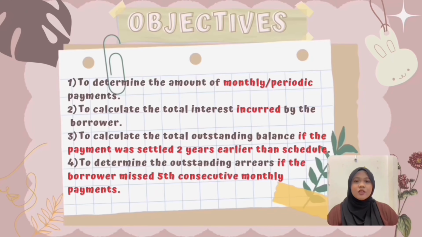In this topic, there are 4 objectives that need to be achieved. The first one is to determine the amount of monthly or periodic payments. The second one, to calculate the total interest incurred by the borrower. Third, to calculate the total outstanding balance if the payment was settled 2 years earlier than scheduled. And the last one would be to determine the outstanding arrears if the borrower missed 5 consecutive monthly payments.